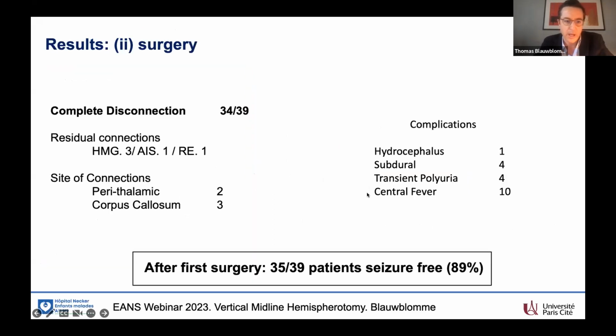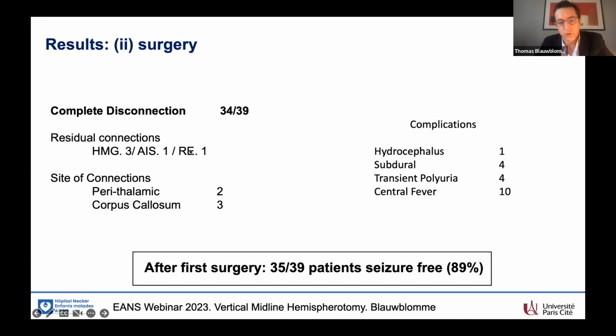Results, we always perform post-operative MRI at day 1, and we had a complete disconnection in 34 out of 39 cases. Residual connections were seen more in the hemimegalencephalic cases, 3 cases, and 2 cases for stroke and Rasmussen encephalitis.